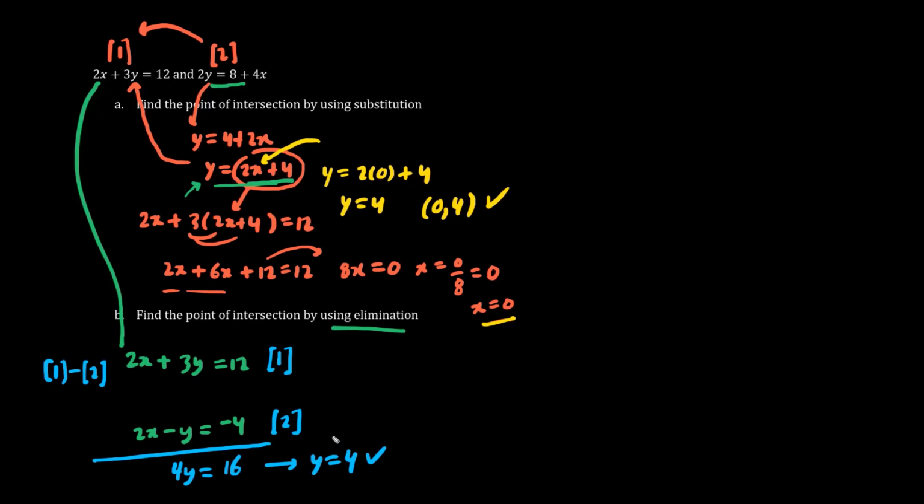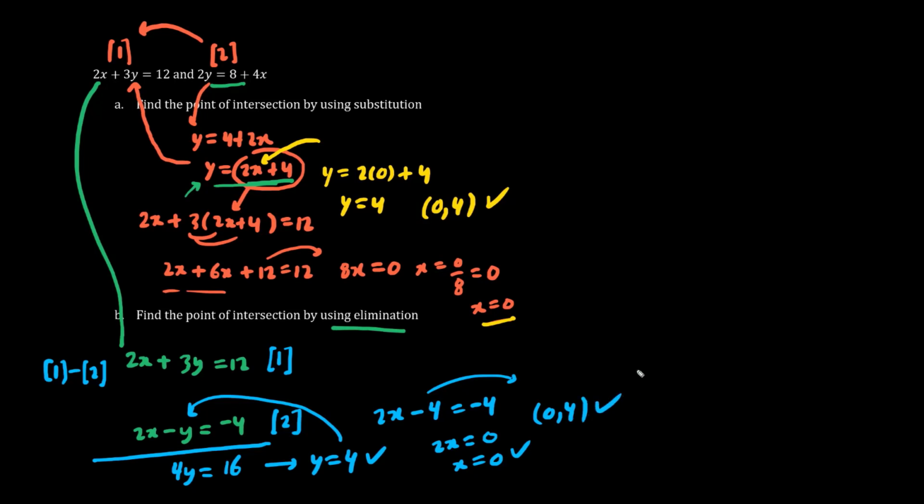Now that we know what y is, we can plug it into any equation. We can just plug it in right here. We have 2x minus y, which is 4, equals negative 4. So 2x equals negative 4 plus 4, which is 0, and thus x equals 0. So we have the coordinates of the point of intersection using elimination is (0, 4). Same answer.